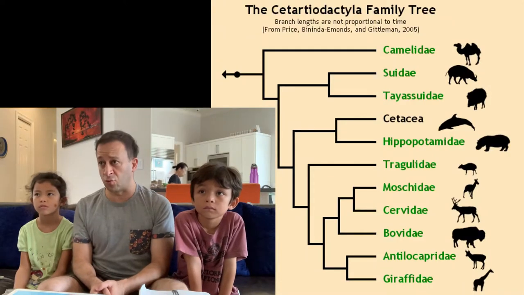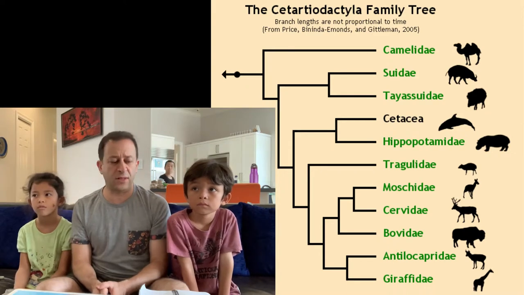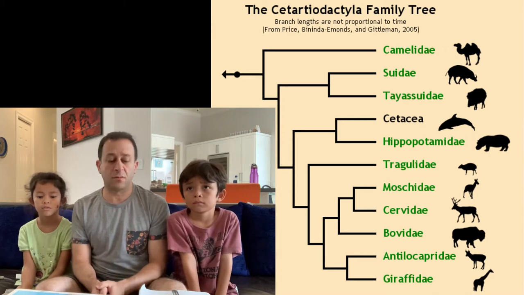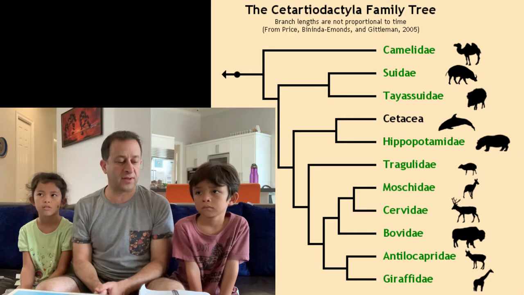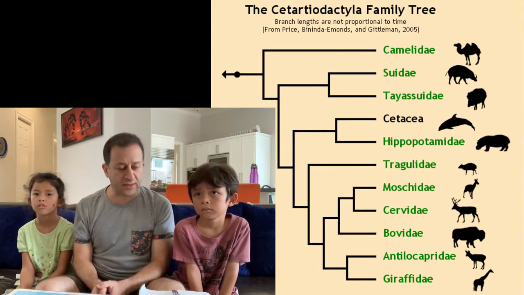Remember that the family of animals that hippos come from is called the artiodactyls, also known as the even-toed ungulates. So the first group to split off of that family was the camels. So hundreds of millions of years ago, the camels went off in their own direction, and we'll talk about camels later. The next group to split off was the pigs.